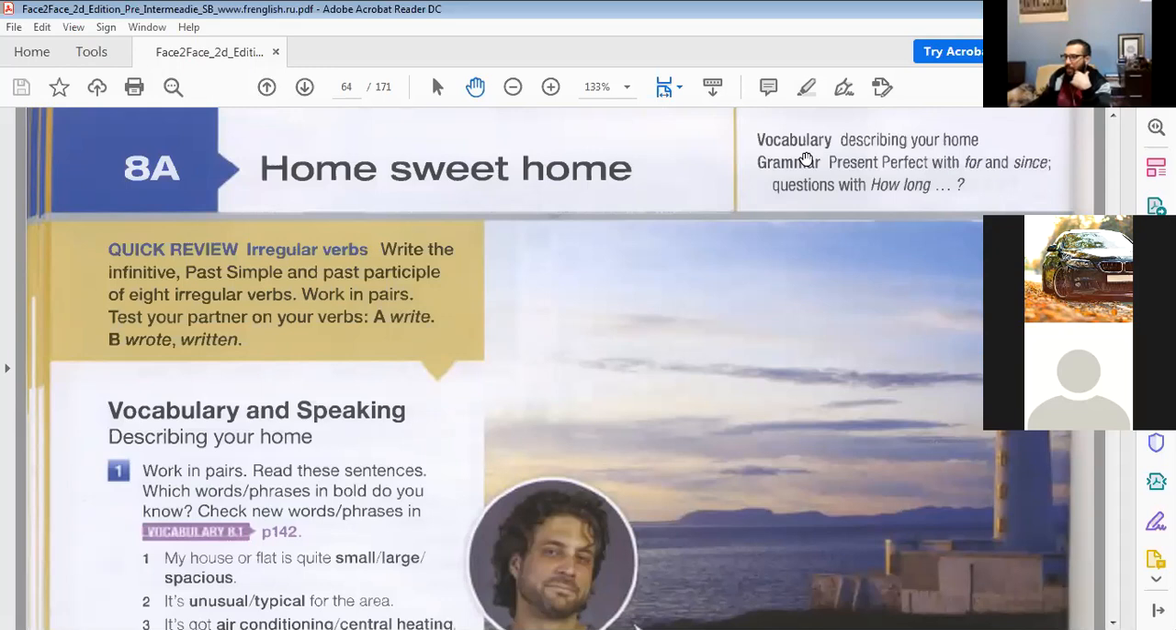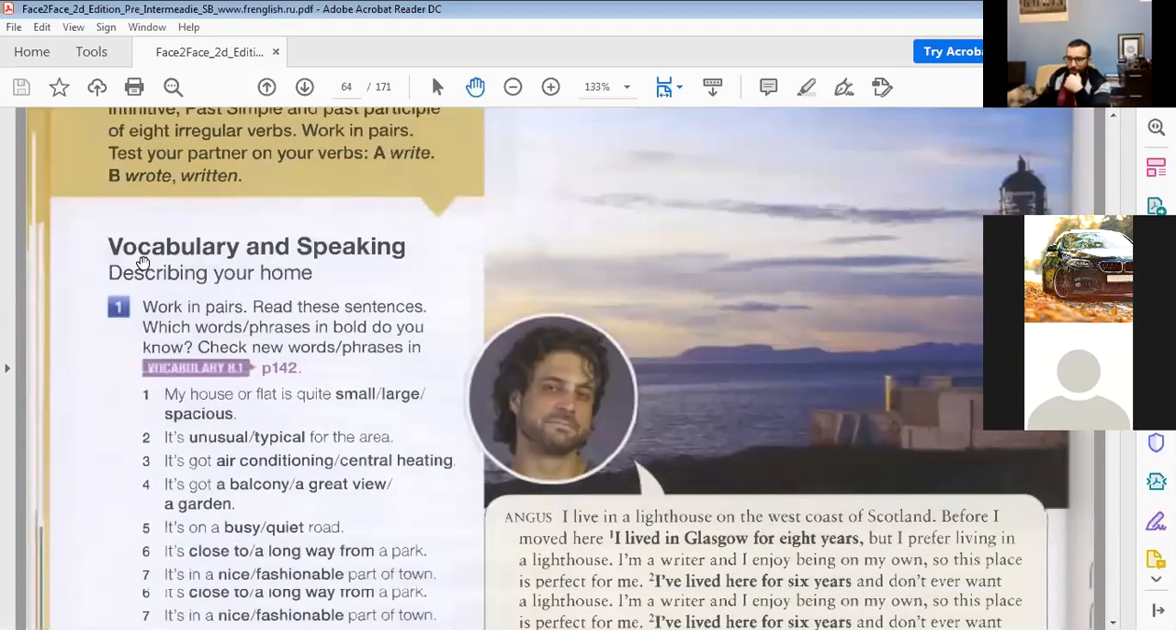We are going to talk about the relationship between the present perfect and the past simple. So we're going to talk about both of them in this lesson. And also we will talk about how to use for and how to use since with the present perfect. So this is the grammar. So home, sweet home. This is the title or the heading of this lesson. So this is for our next lesson, but let's do number one.